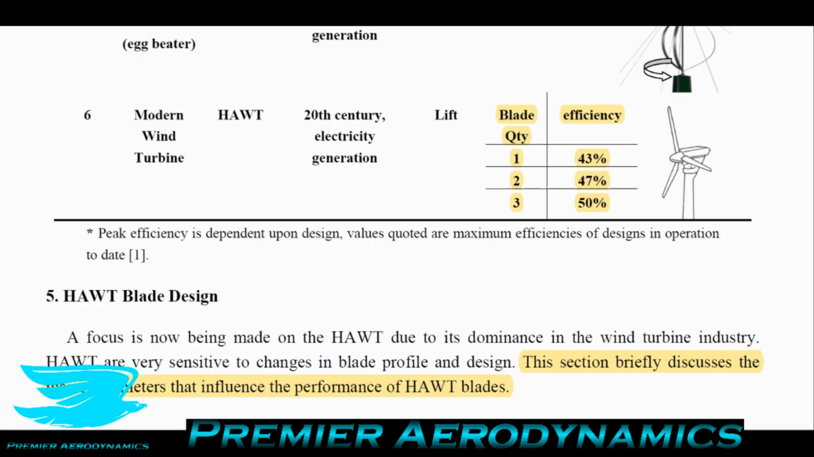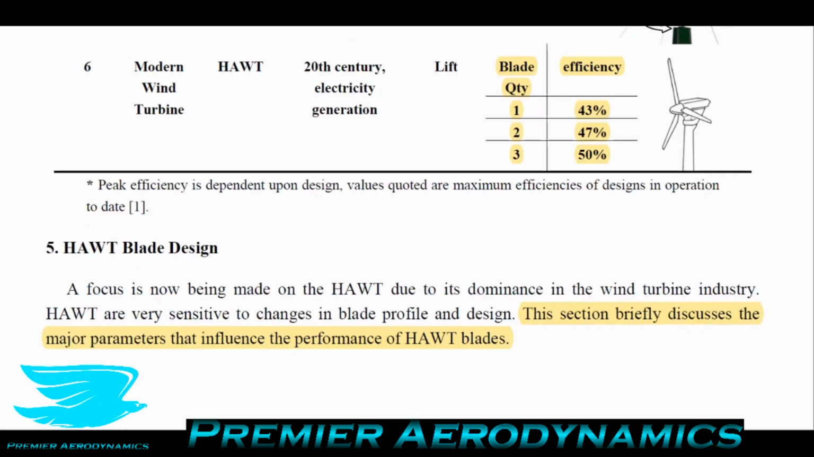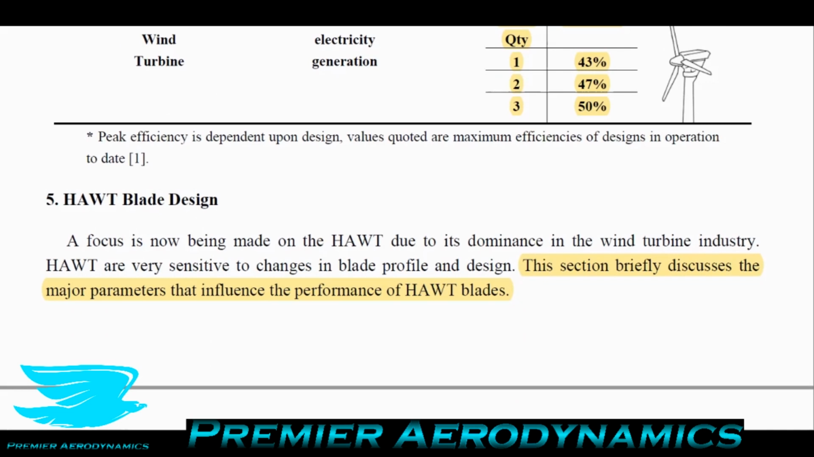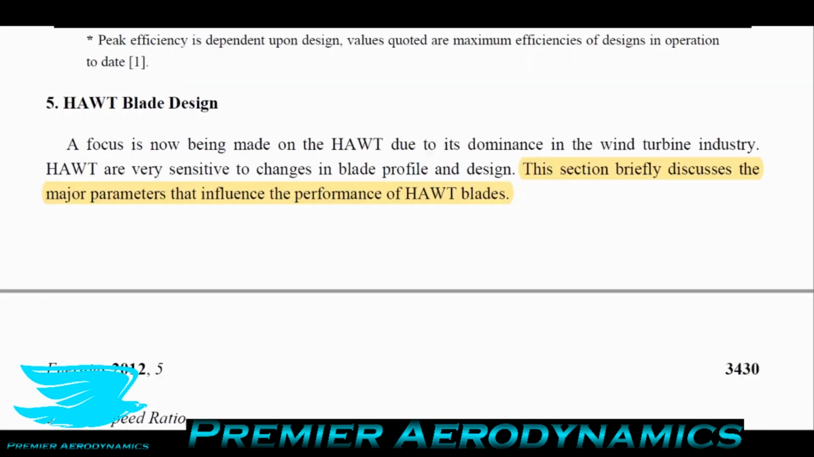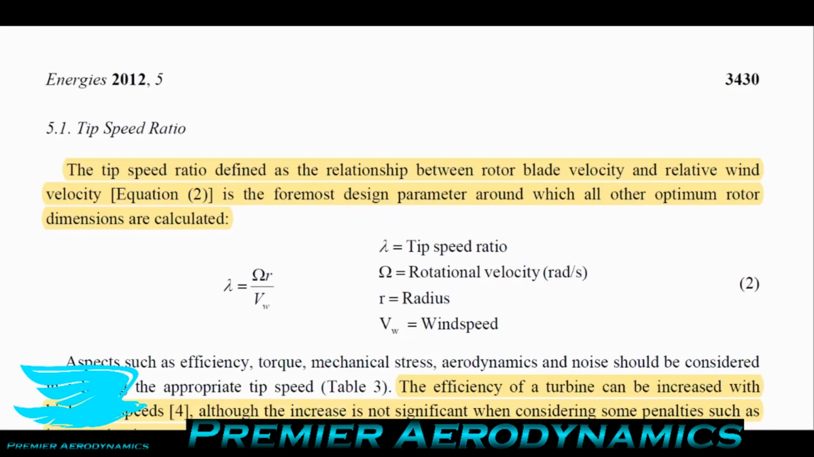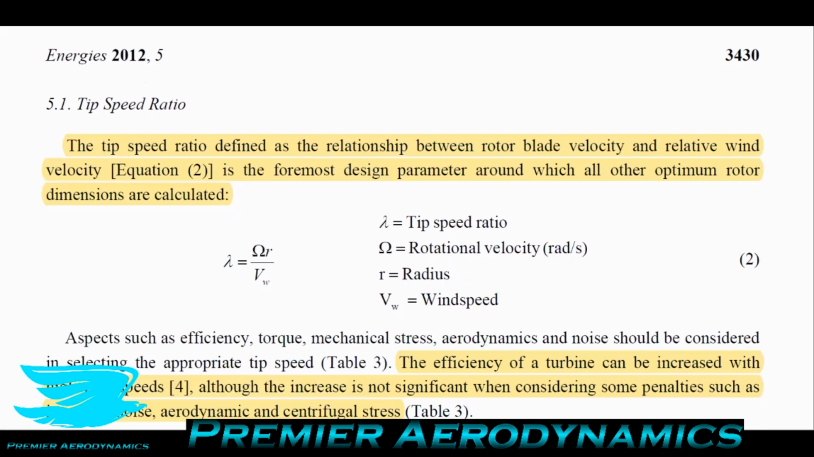So let's move on with the rest of the podcast. They go into the HAWT blade design. First of all, they say that this section briefly discusses the major parameters that influence the performance of HAWT blades. The first one is tip speed ratio. The tip speed ratio is defined as the relationship between the blade rotor velocity and the relative wind velocity. And they say it's the most important parameter to optimize the rotor dimensions.